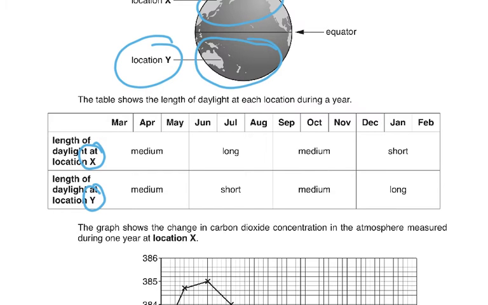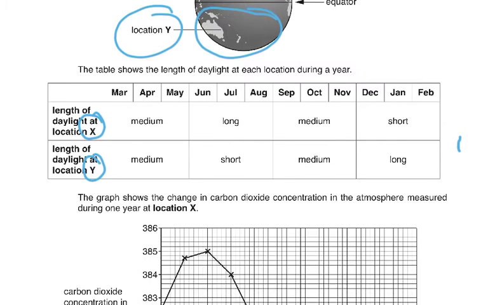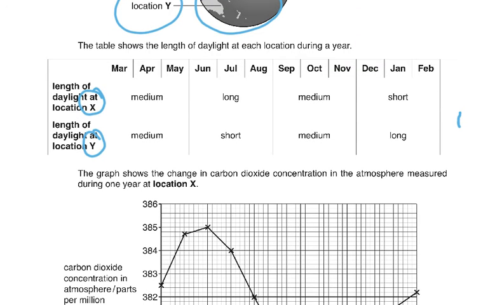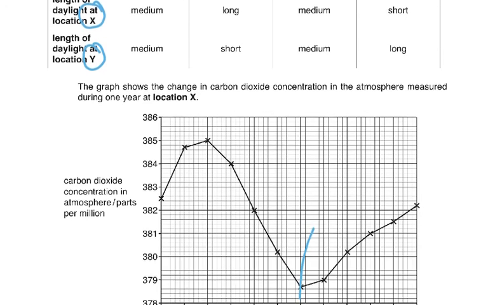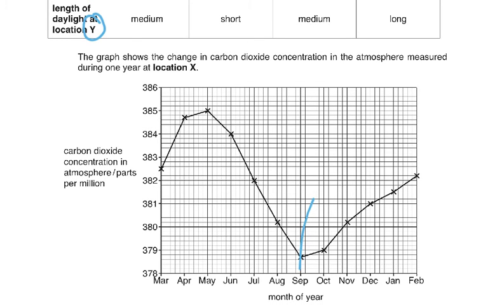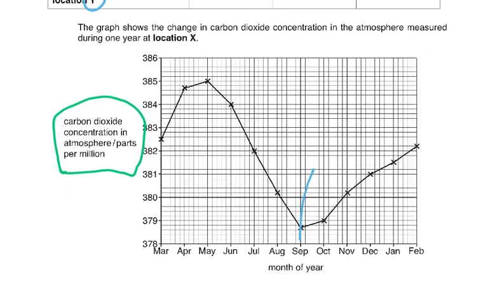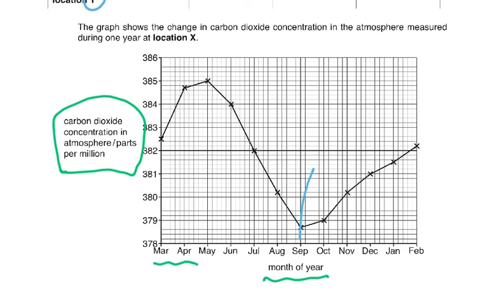Now, the graph shows the changes in carbon dioxide concentration in the atmosphere measured during 1 year at location X, right? Let's look at the graph very carefully. You have carbon dioxide concentration here on the y-axis in atmosphere parts per million, and here we have the month of the year. So March, April, May, June, July, August, September, October, November, December, Jan, Feb. So we have these different parts that we have to understand.